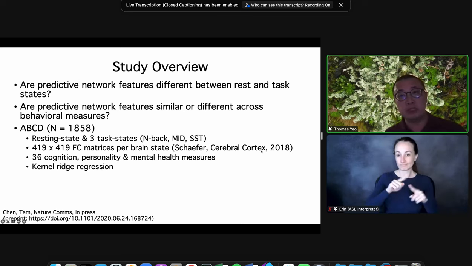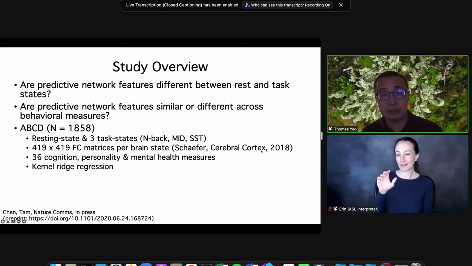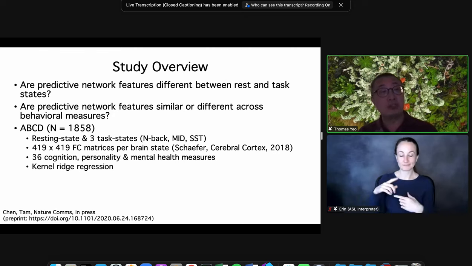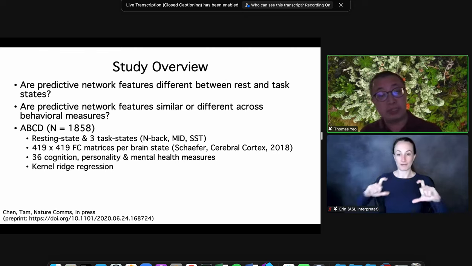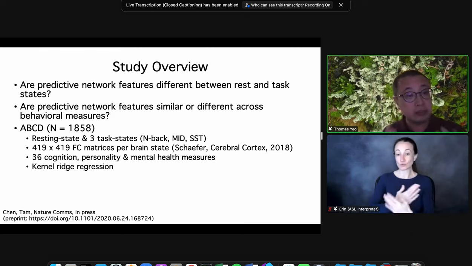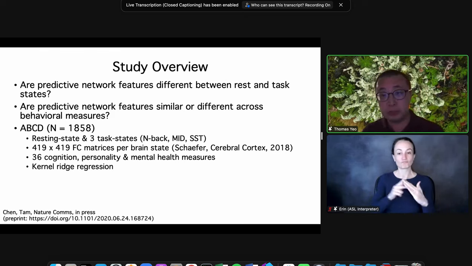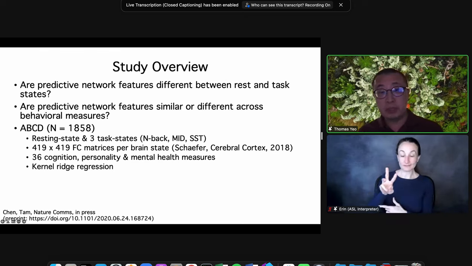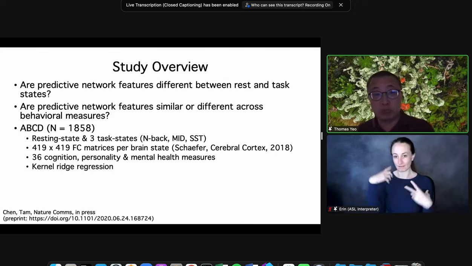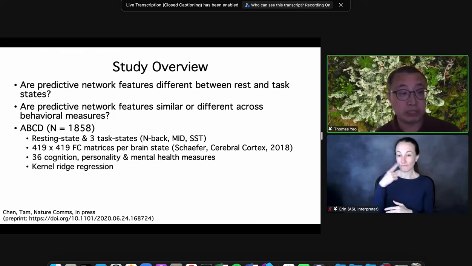So for this study, we use the ABCD dataset. There are three tasks in ABCD: N-back, monetary incentive delay task, and stop signal task. We use the resting and task fMRI to compute 419 by 419 functional connectivity matrices using the Schaefer parcellation. So for each brain state, we have a different functional connectivity matrix for each participant. We then use the resting and task functional connectivity to predict 36 cognitive, personality, and mental health measures in individual participants. For the regression model, we use kernel ridge regression, but actually if we use linear regression, we get similar results.